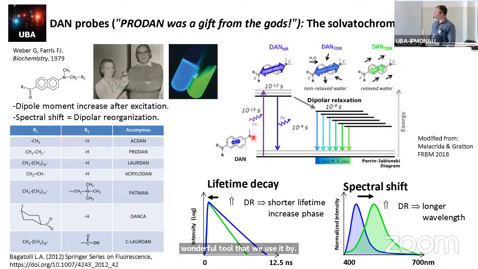And it's a wonderful tool that we use a lot to measure the dynamics of water within the cell. For the purpose of this work, we were using ACDAN in spectral imaging. And when ACDAN moves to an environment where you have poor water or confined water, it moves from blue to green emission. And we were using, of course, spectral phasor to measure this shift.